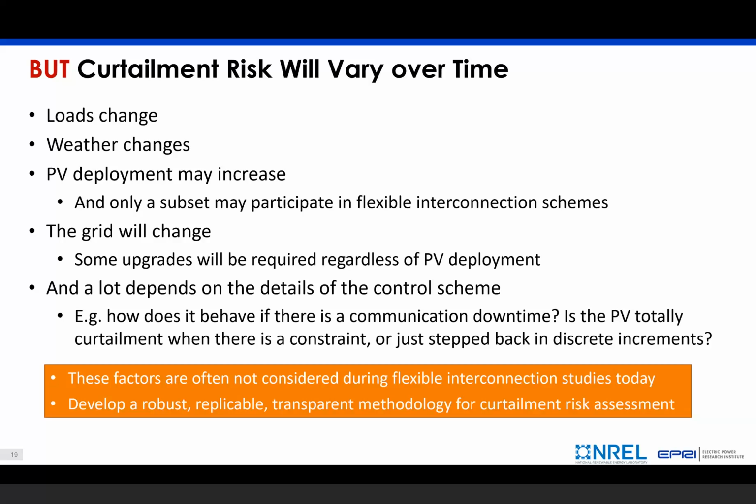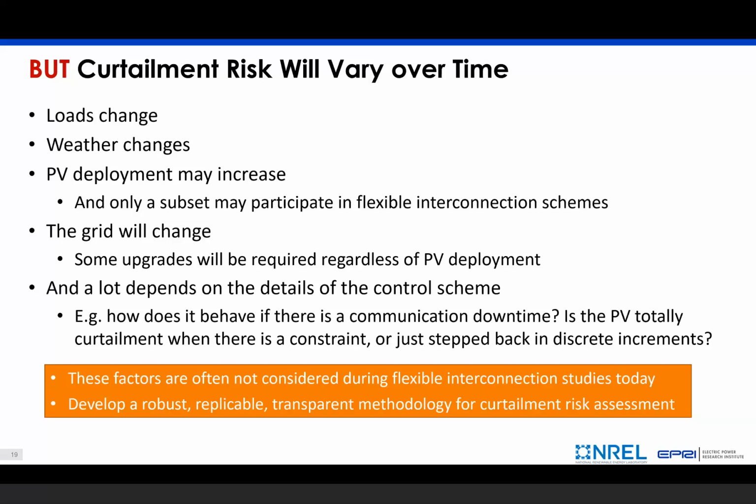And a lot of this also depends on the details of the control scheme. So trying to think about not just the algorithm, but how does it behave if there's a communication downtime? If there's a constraint, is the PV completely curtailed, or does it just step back in discrete increments until the constraint is resolved? And making sure to reflect some of those factors in the analysis. And a lot of times these aren't really considered today.